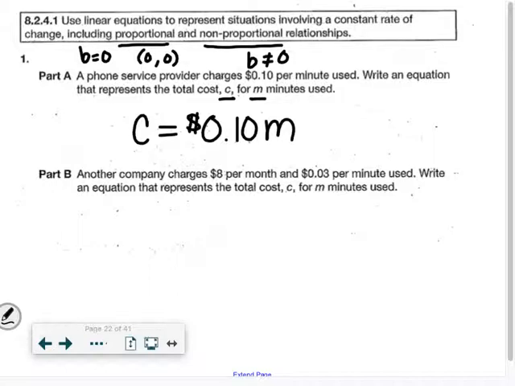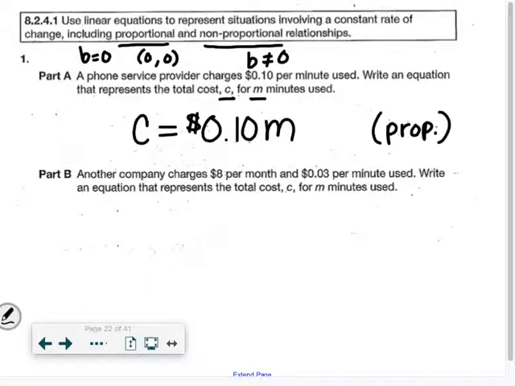So this one is proportional. They weren't asking for that, but in reading the benchmark up above, I just want to point that out. This is proportional. The y-intercept would be 0. There's not a starting point. It's just a flat rate of 10 cents per minute. So that's a constant rate of change.